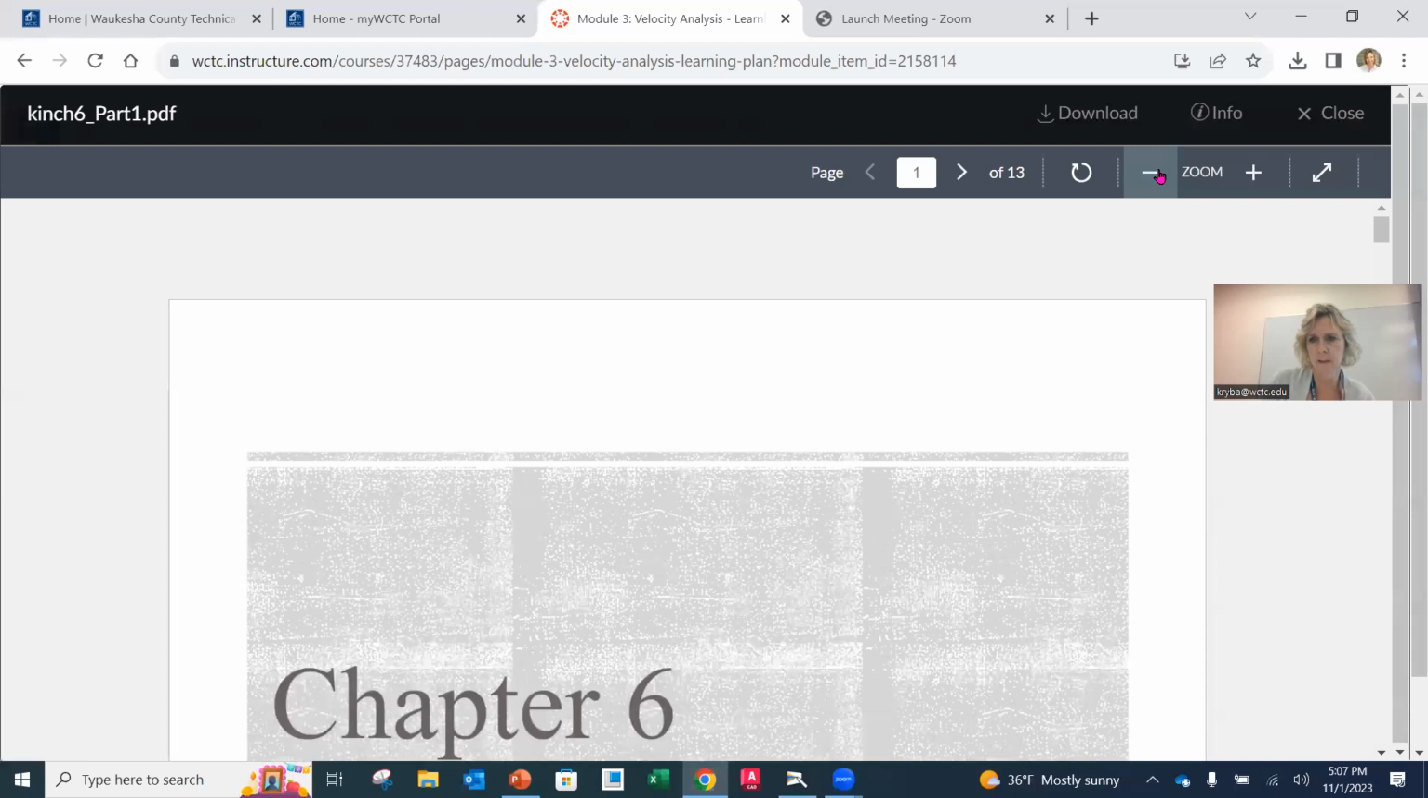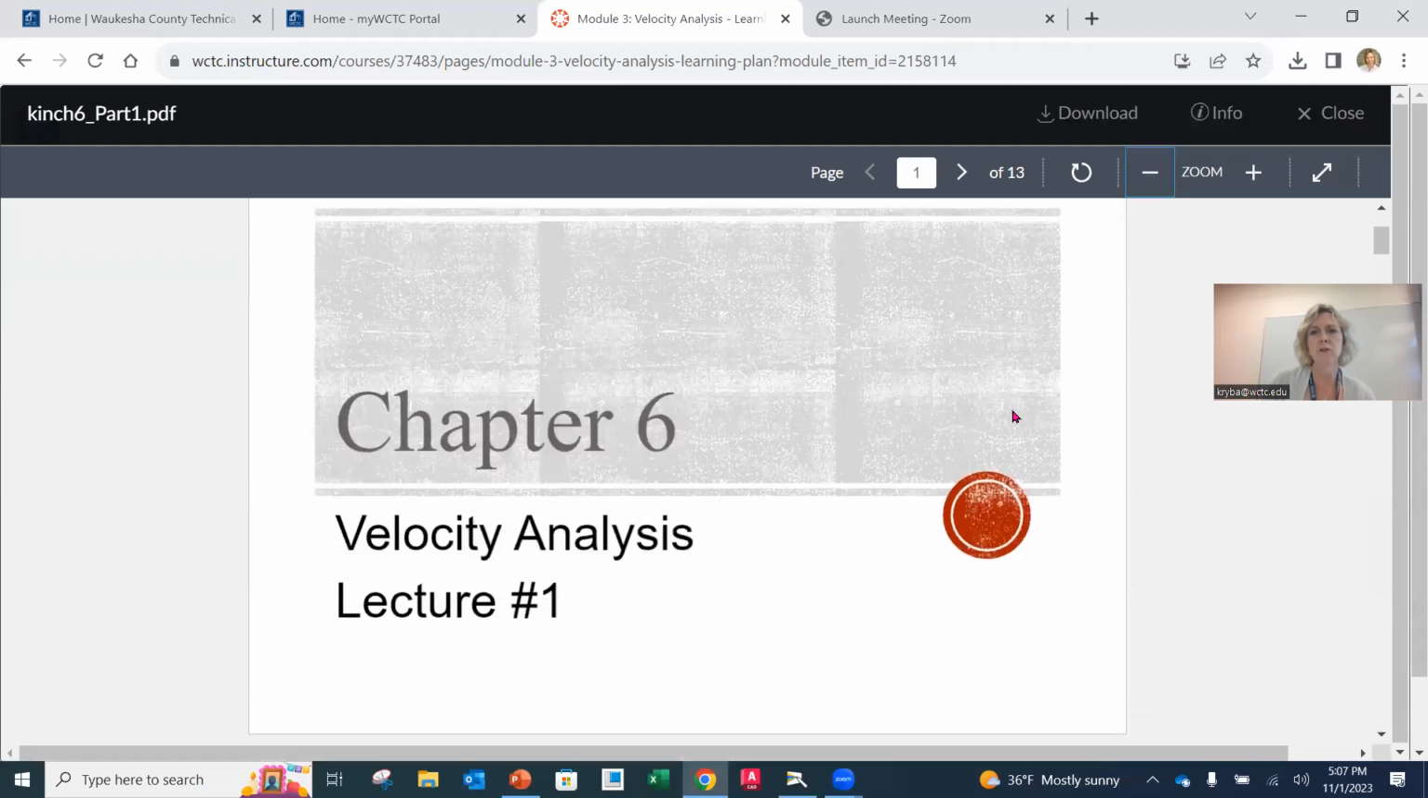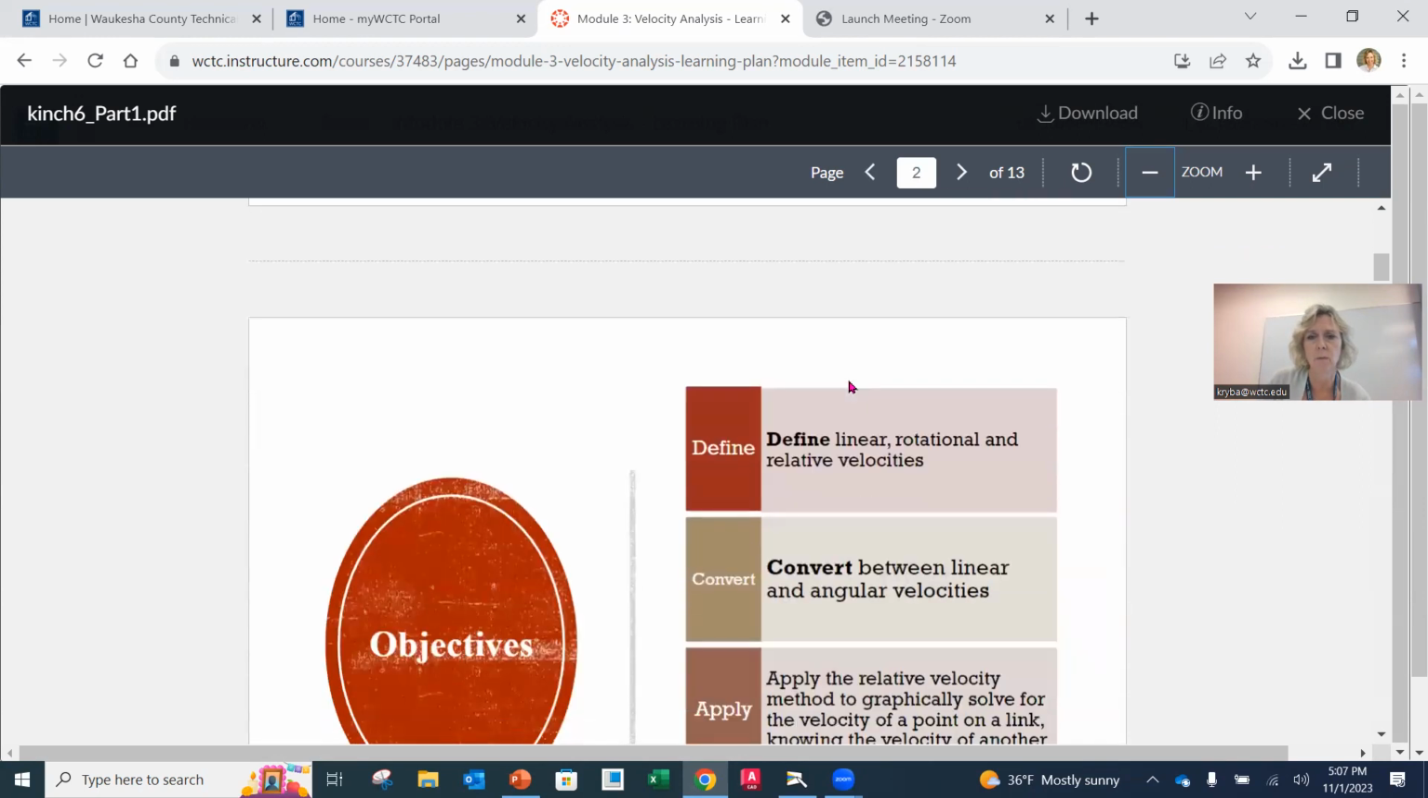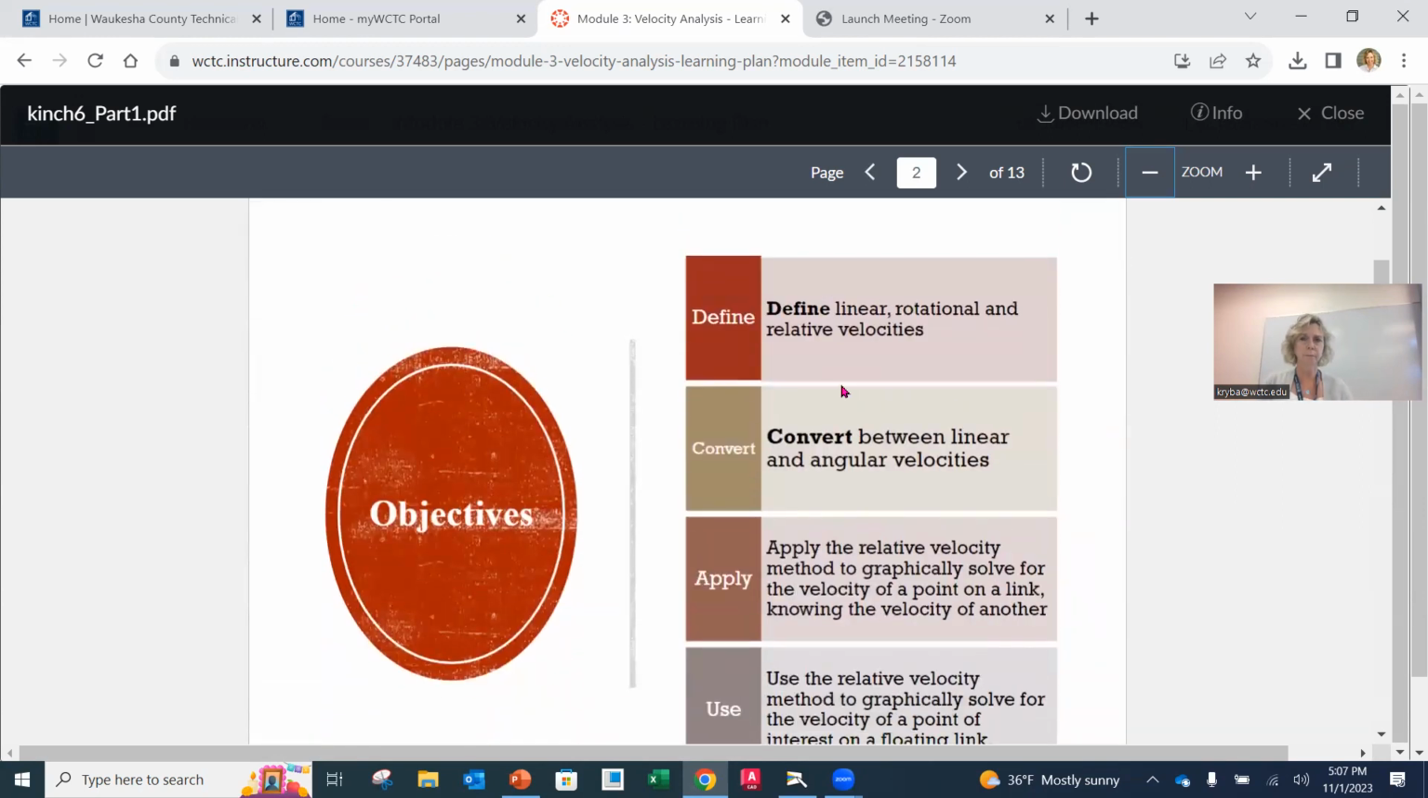So I'll kind of get this going in the background. Additionally, I have the handout there, and I have that here underneath my camera. So we'll reference that as that comes up. So chapter 6, velocity analysis. This is going to be starting on page 123 in your book. So if you did want to open up, we'll be referencing that as we go along.